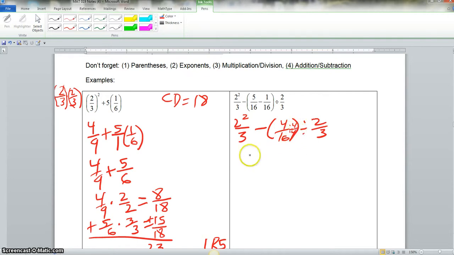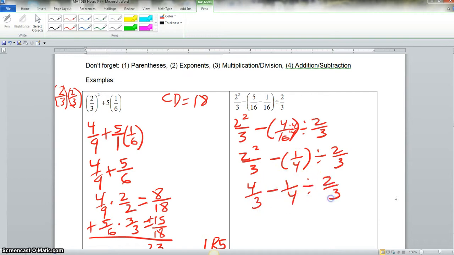I ran out of space here. So it'd be 2 squared over 3 minus 4 divided by 4 is 1. 16 divided by 4 is 4. Okay, now the next thing that we would do, we cannot do anything else inside this parenthesis. We have an exponent, so we would do the exponent next. 2 to the second power is 4 over 3 minus 1/4. We could drop the parenthesis, divided by 2/3.